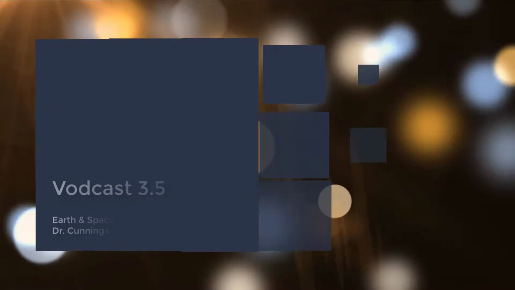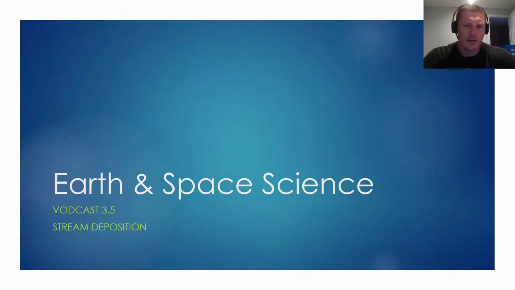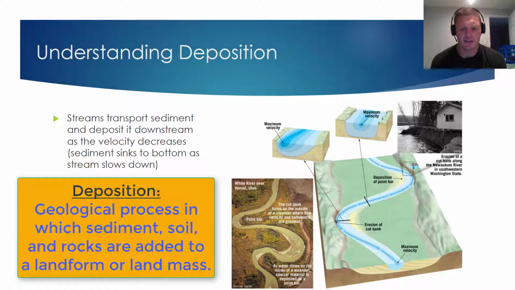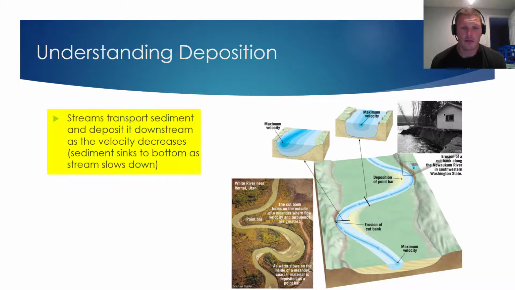Welcome to Vodcast 3.5. Our previous Vodcast was about stream erosion, and in this Vodcast, we look at the flip side of that coin, and that's stream deposition. I want to start off by providing a definition for deposition. Deposition is the geological process in which sediments, soil, and rocks are added to a landform or a land mass. Streams transport sediment, and then they deposit it downstream as the velocity of the stream decreases.